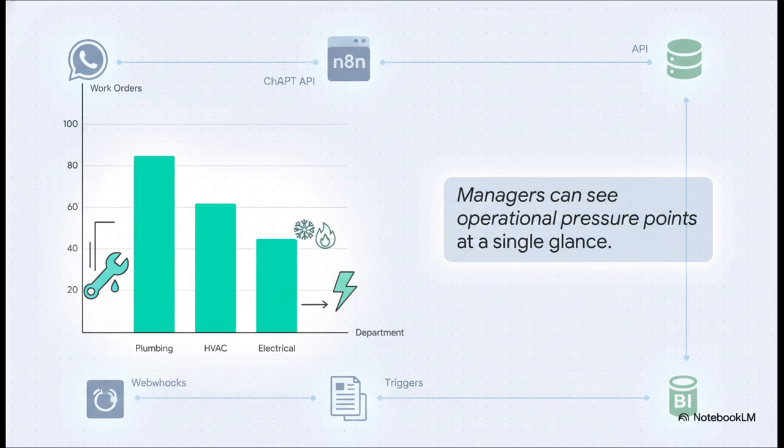This is the executive dashboard in Power BI. With just one glance, a manager can see exactly where the pressure points are. I mean, look at this. Plumbing issues are a huge challenge. But now they can start asking, why? Is it a specific building? Is it a certain type of fixture? Maybe it's an old piping system. The data gives you the clues.